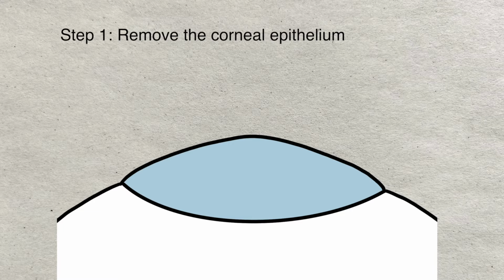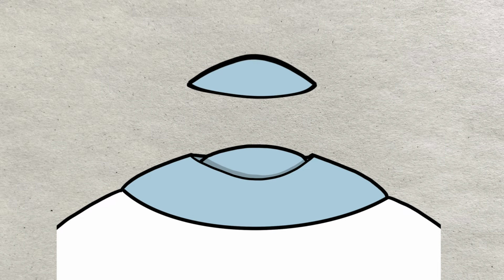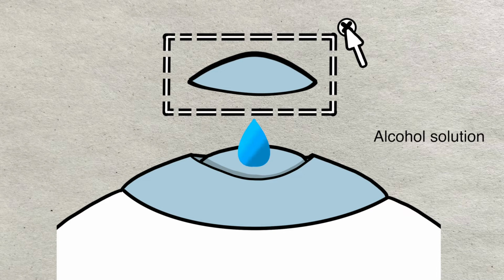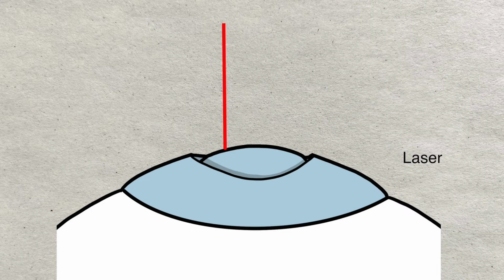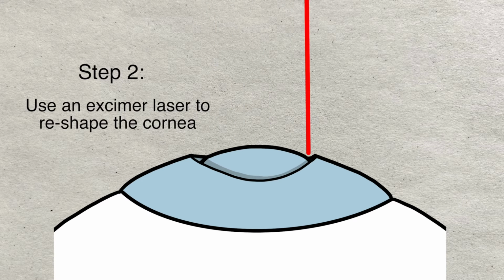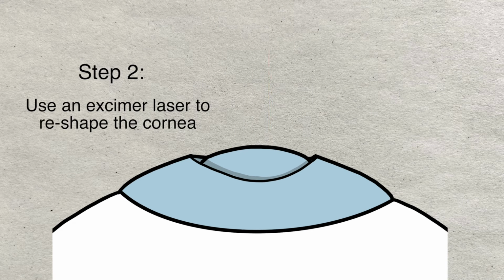Step 1. Remove the corneal epithelium. This can be done with either an alcohol solution, a blade, a brush, or the laser itself. Step 2. Use an excimer laser to reshape the cornea.